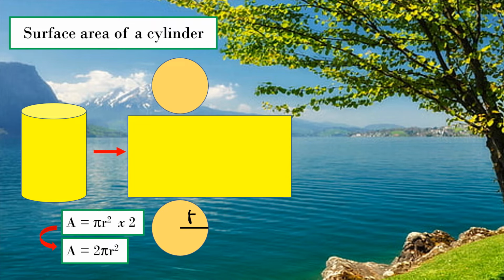Let us now take a look into the rectangle. How we will find the area of the rectangle. So height is there, and the length is 2 pi r, which is the same as the circumference of the circle. So we said the rectangle is length times width. So there, A is equal to 2 pi r height.